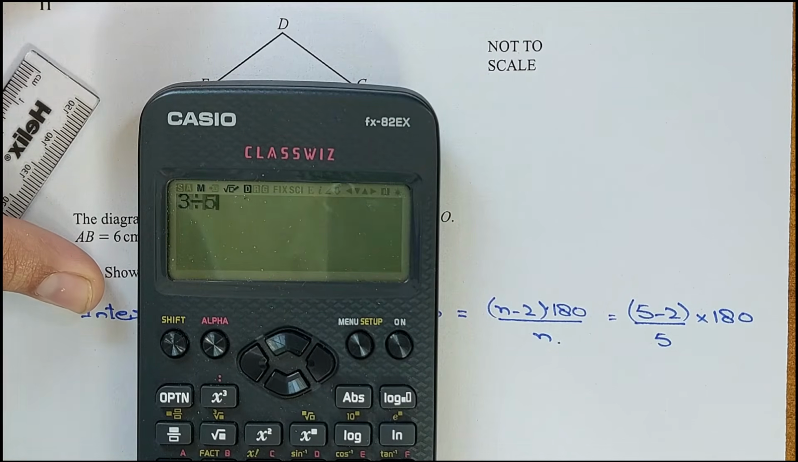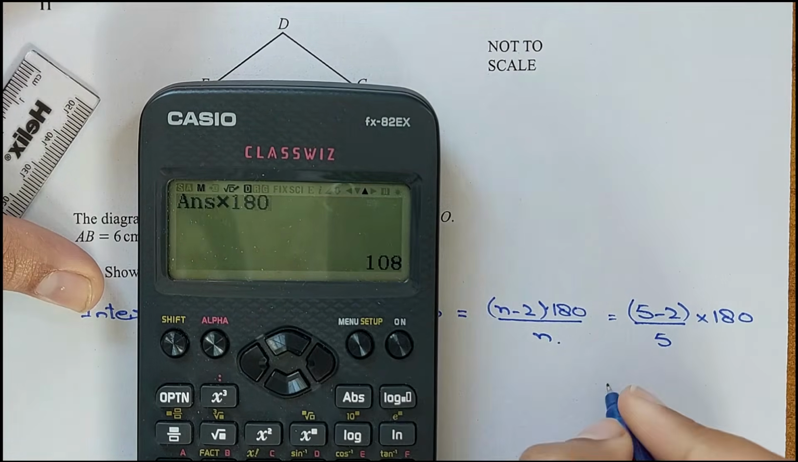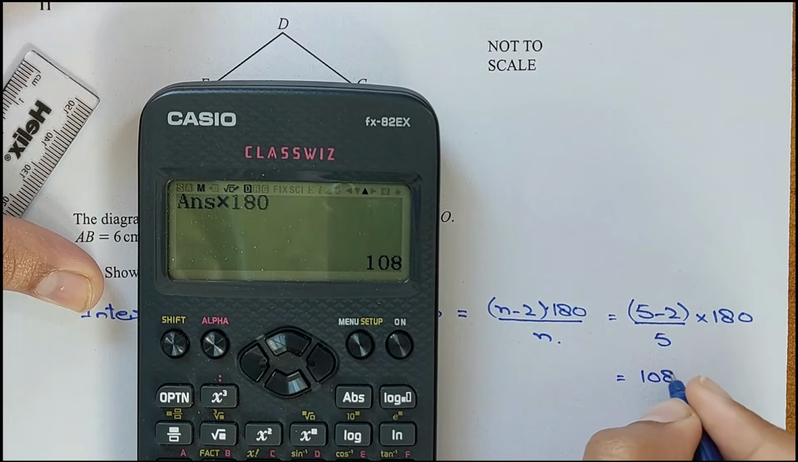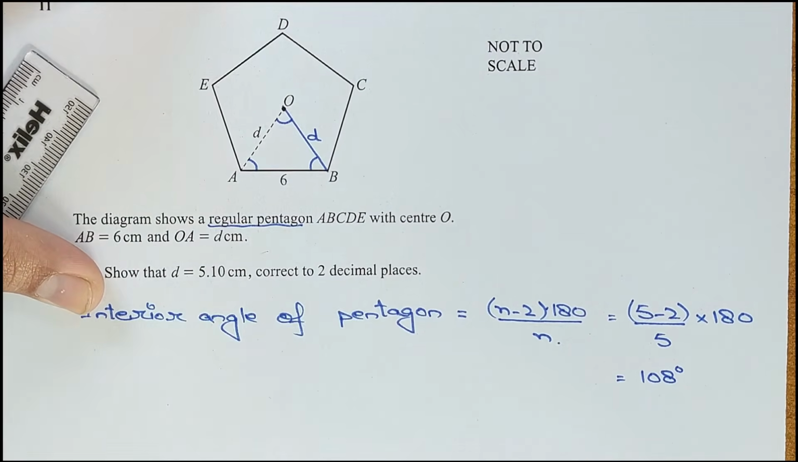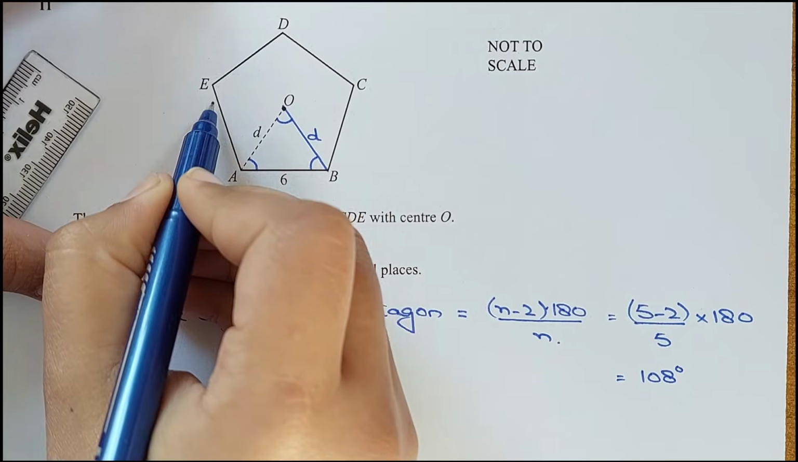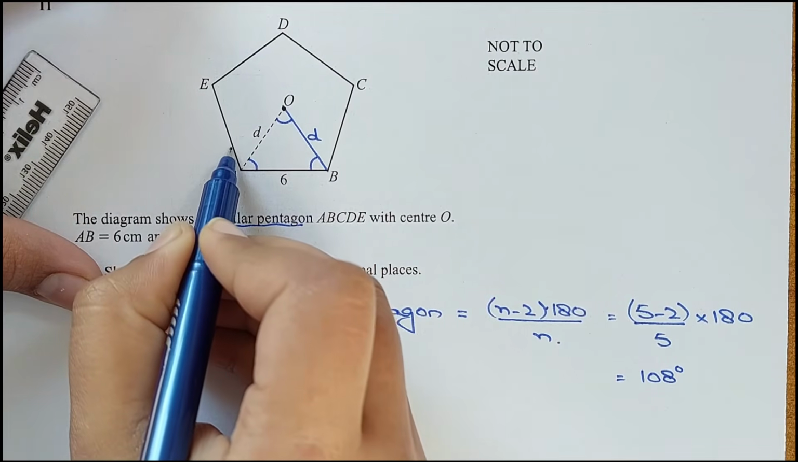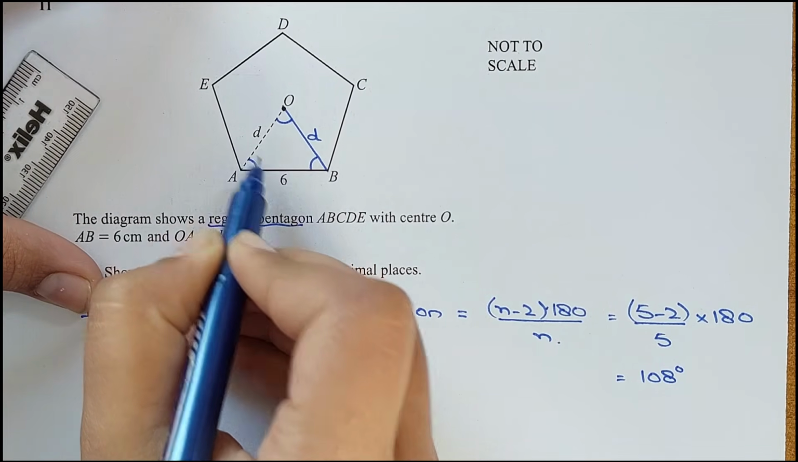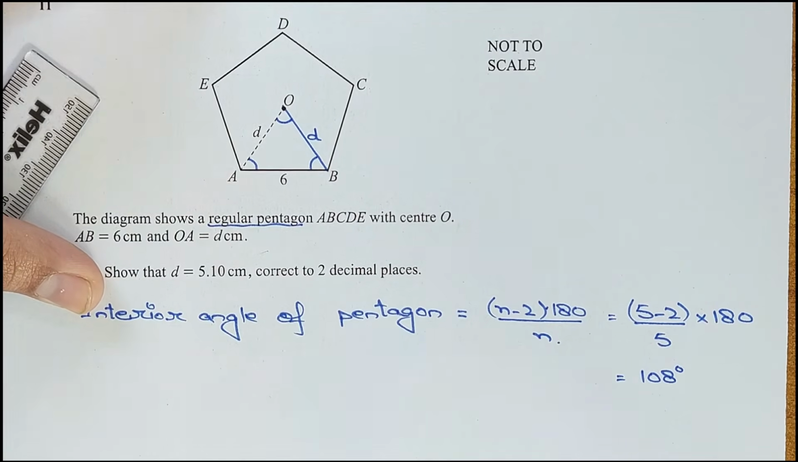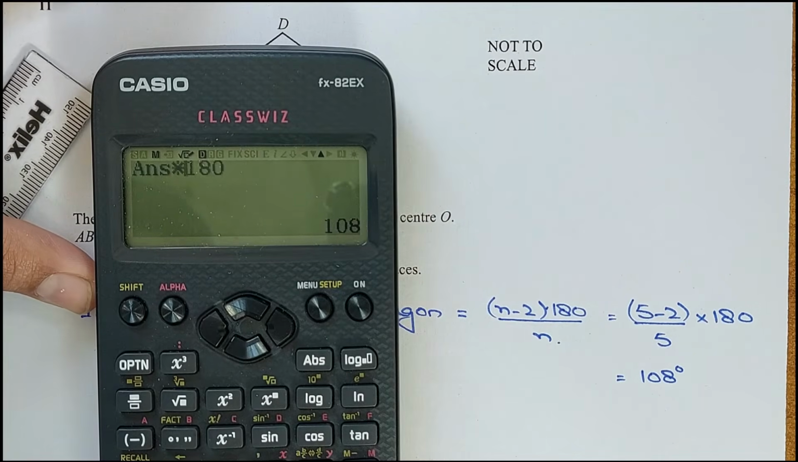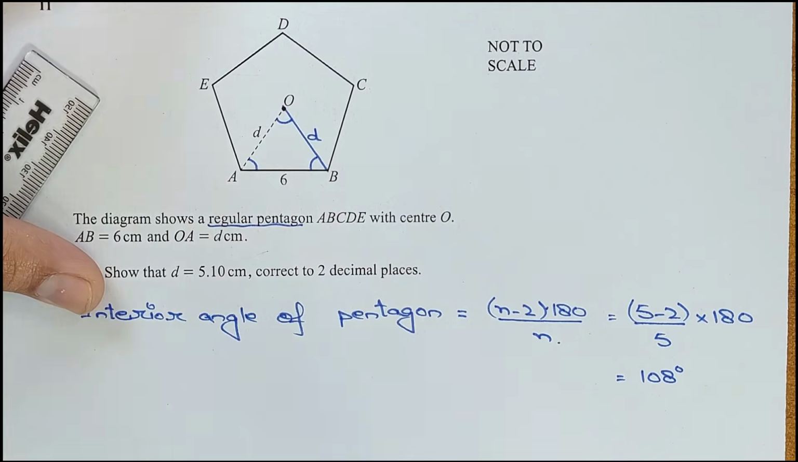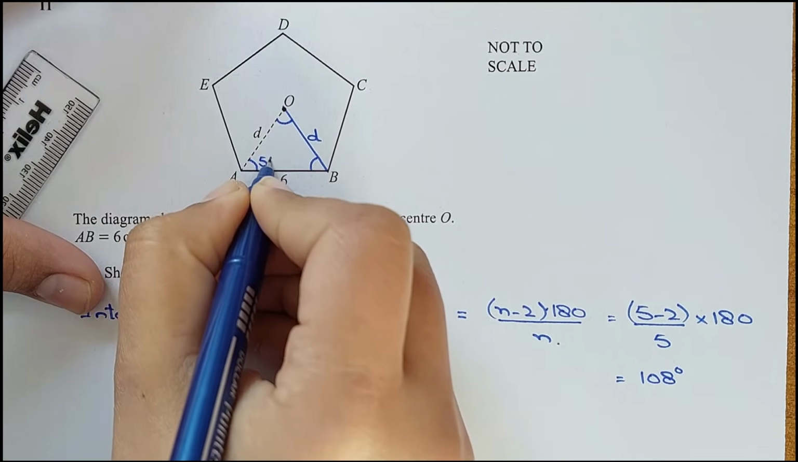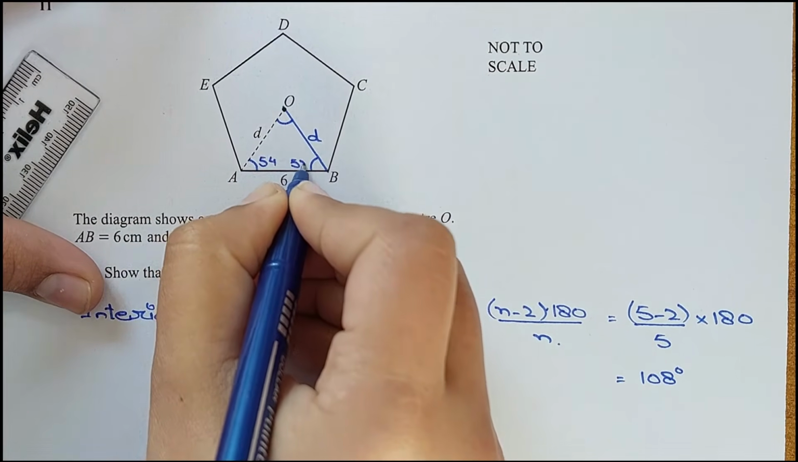So 3 divides 5 times 180. So this is 108. So each interior angle is 108 degrees. So this angle is 108, this angle is 108. So this whole angle is broken into 2 sections, right? So we have to divide 108 by 2, 54. So this angle is 54, this angle is 54, right?